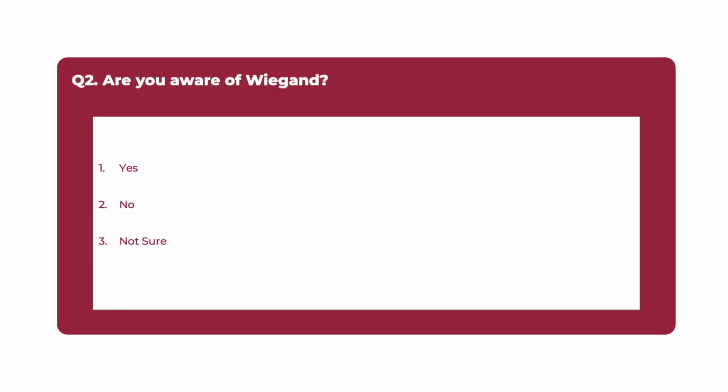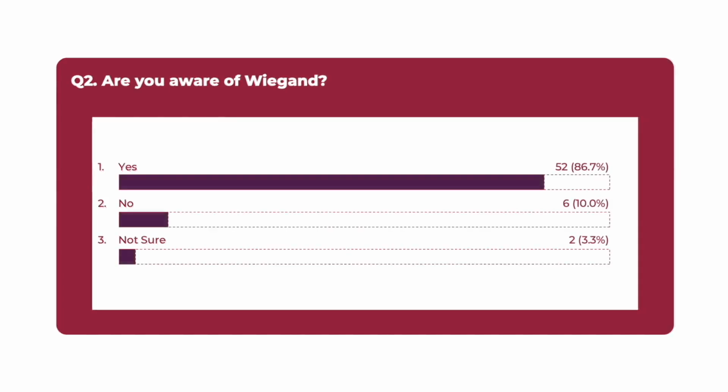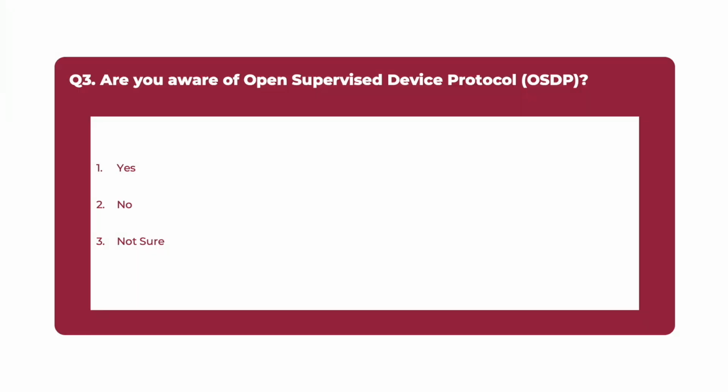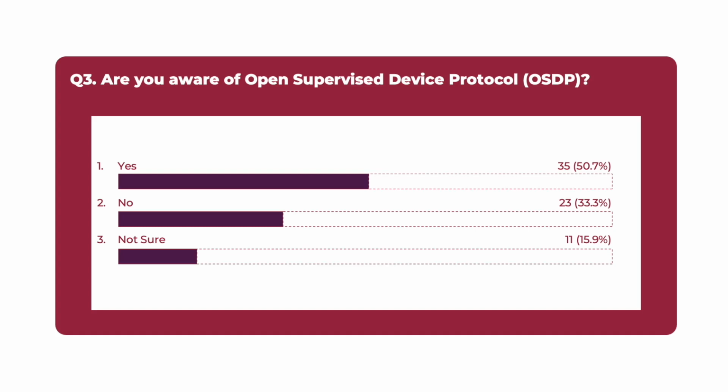Next, are you aware of Wiegand? As the result shows, most people know about Wiegand. Next, are you aware of OSDP? Very good. I'm glad that half of attendees understand OSDP. If you are not aware of OSDP, that's fine. Don't worry, this webinar also includes an explanation of OSDP. If you have any questions, please leave them in the Q&A box and Suprema panel members will be able to answer them.